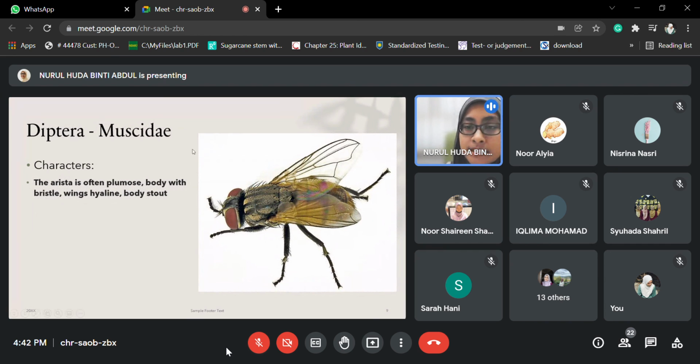Okay, now we have Muscidae, which is housefly, Musca domestica. The antenna is arista or aristate. Dia punya shape is aristate. Later kamu tengok balik your antenna. And the arista, part of antenna tu tadi, is often plumose. Maksudnya ada part dekat antenna, arista dia adalah plumose. Plumose berbulu ataupun hairy, or you can say hairy lah.